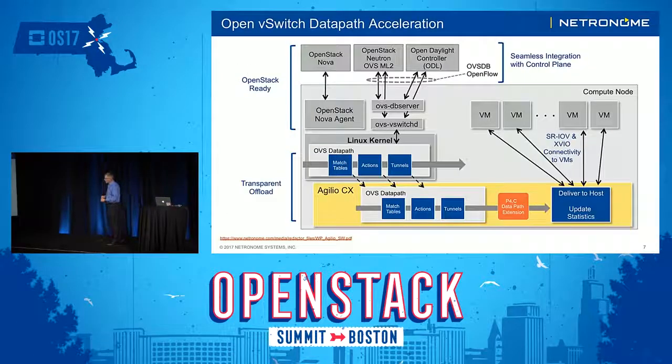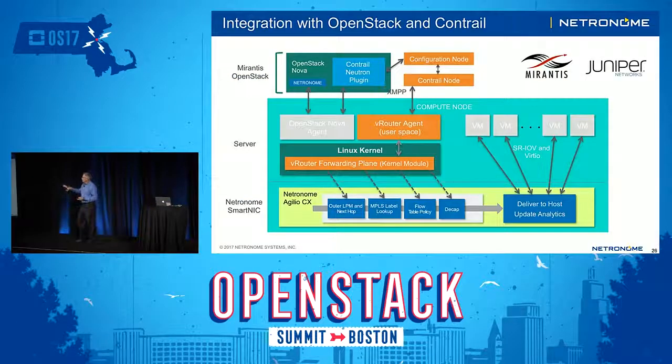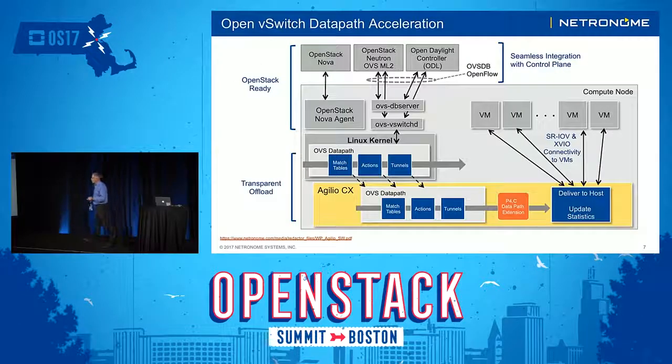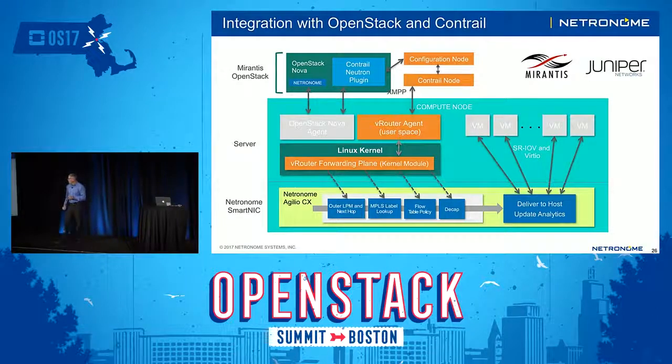Now I'll take it back a little bit and I'll take it forward. We also work with a few folks, Mirantis, with their OpenStack. We work with Juniper on their OpenContrail. And the reason I kind of go back and forth on this is the data path, if you look at it, is different from your traditional Open vSwitch to your vRouter. But it's the same box and it's the same card.